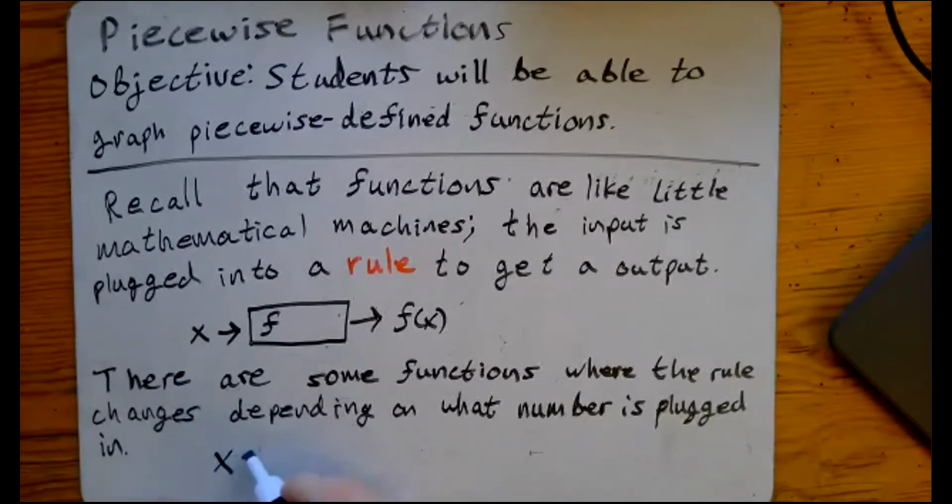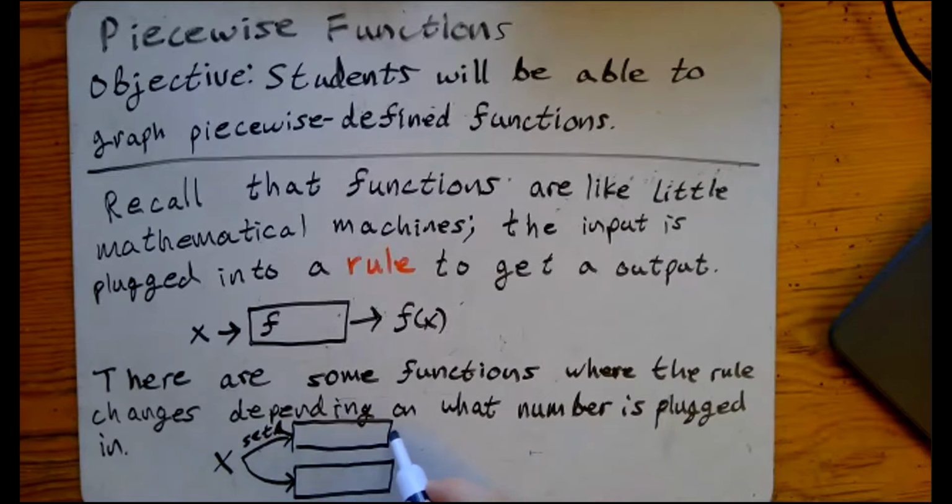So for example, you have an x. And some numbers, we'll call this set A, will go into one rule. And some numbers, we'll call it set B, will go into this rule. We'll call this rule A, and we'll call this rule B, before they give us our output.